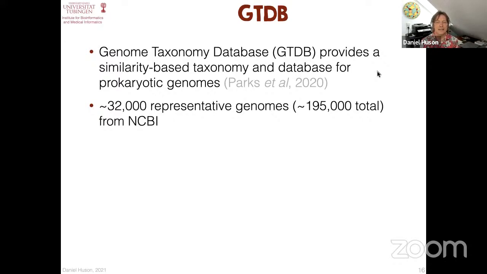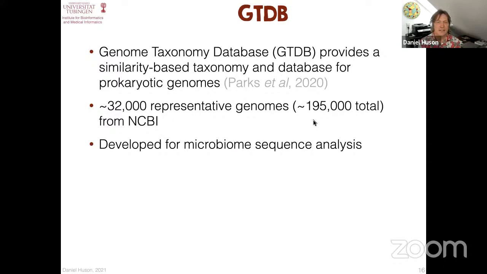But GTDB is an attempt to provide a taxonomy that's really based on similarity of certain marker genes and DNA similarity. And so the GTDB database is based on 32,000 so-called representative genomes, and the extended version contains 195,000 genomes. Many of these are MAGs, metagenome-assembled genomes, which are important. If you do a metagenome analysis, you want to use as much current data as you can to perform that analysis. So the GTDB database and taxonomy are developed expressly for microbiome sequence analysis, and the GTDB taxonomy provides an alternative to the NCBI taxonomy.